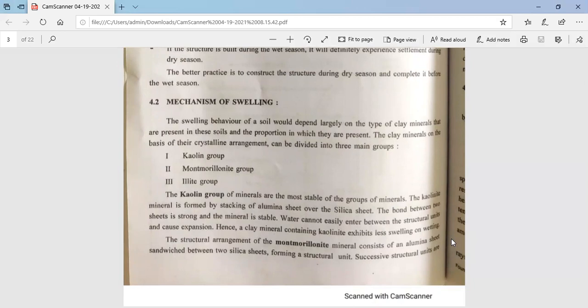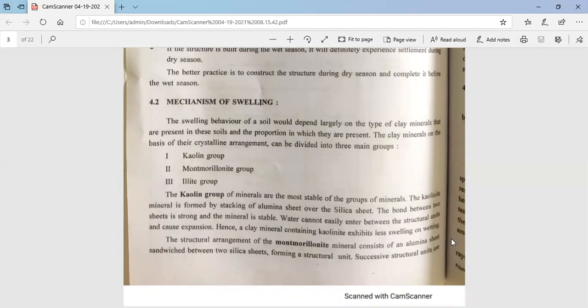Next is the mechanism of swelling. The swelling behavior of a soil depends largely on the type of clay materials that are present in the soil and the proportion in which they are present. The clay minerals, on the basis of their crystalline arrangement, can be divided into three main groups. First is the kaolin group, second is the montmorillonite group, and third one is the illite group.